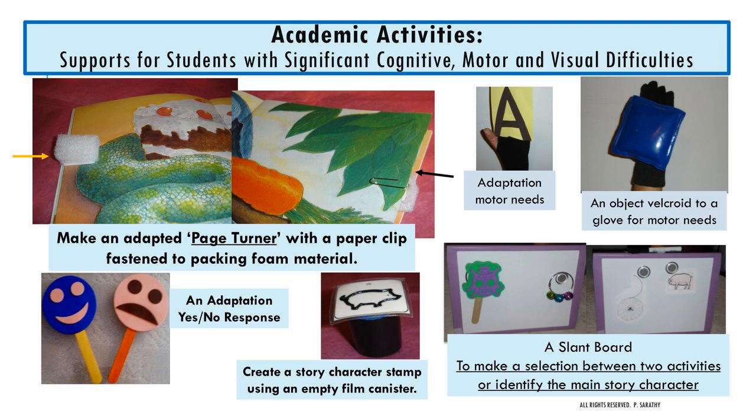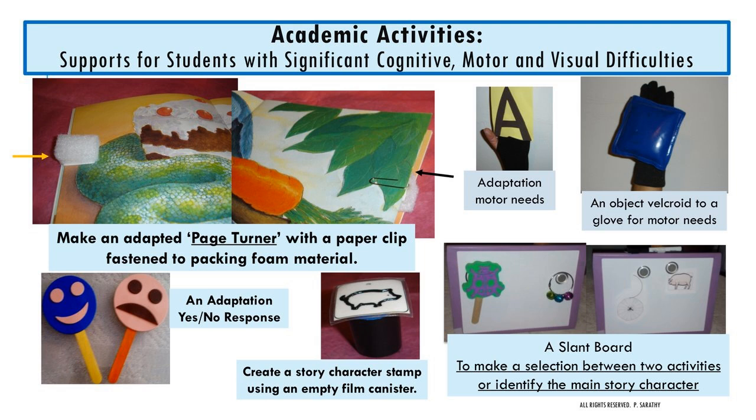Some of the other adaptations that you see: for the student to be able to make a yes or no response, you can have a craft stick with a happy, sad face, or you can have yes, no indicated. And then you can have a kind of stamp that indicates the character in the story or an event in the story. I know I have put a foam canister, which is no longer being used. You can use any kind of a stamp.